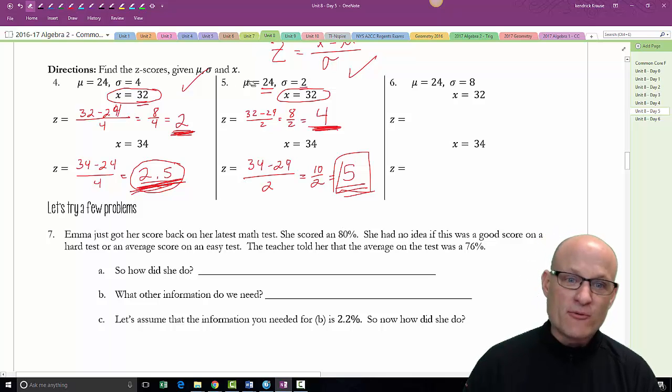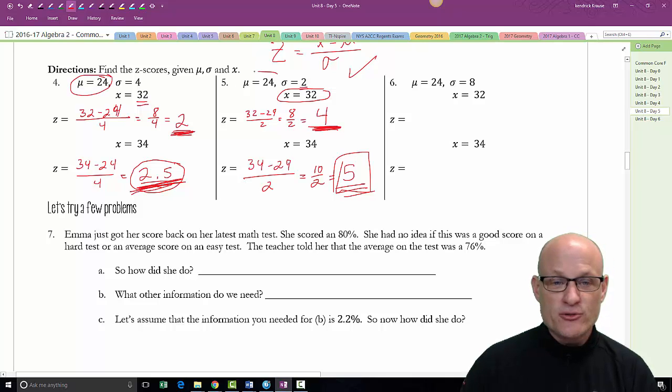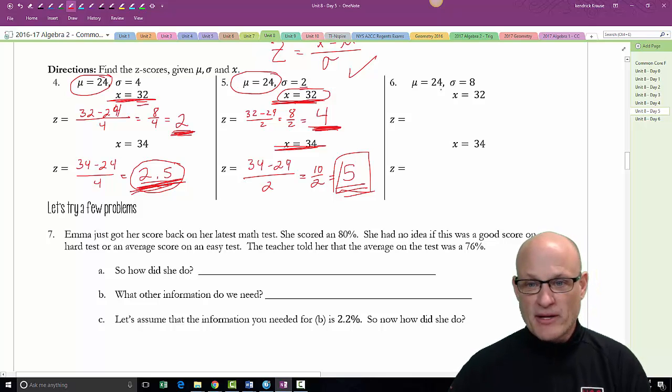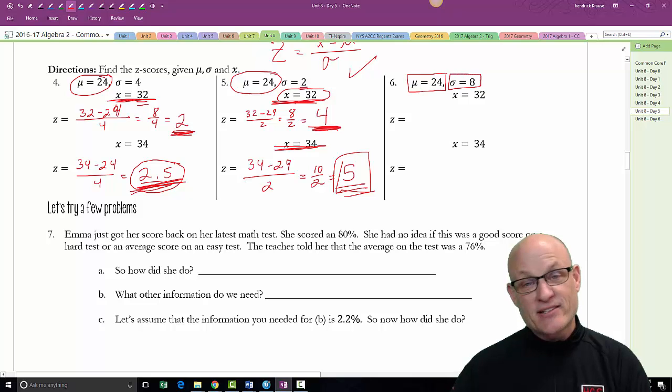Even though the two tests had the same average, getting a score of 32 or a score of 34 on this test is so far above this one. Now let's talk about this person. This person took a test. The average was 24, but the population standard deviation was 8. Let's see how they did.